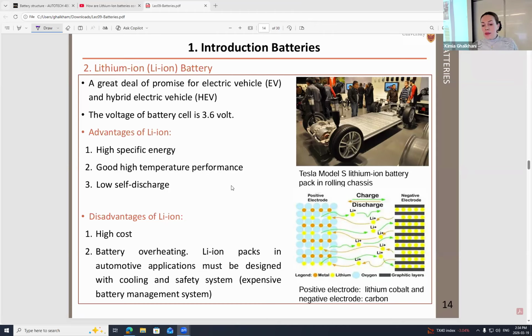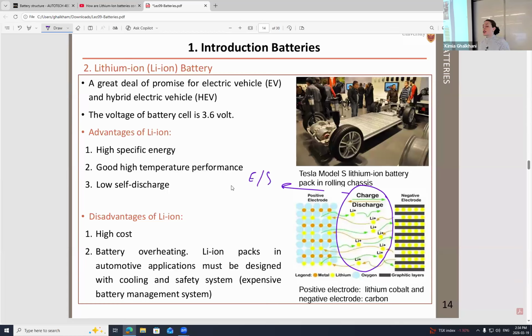So far, we've learned that any battery has positive, negative, and in the previous slides and session I said that we have electrolyte or separator. When I say electrolyte or separator, we always have both of them. For example, here the electrolyte is liquid. In this battery we have a positive electrode and a negative electrode. The positive is lithium cobalt, and the negative is carbon. But still, we do have a separator and an electrolyte.